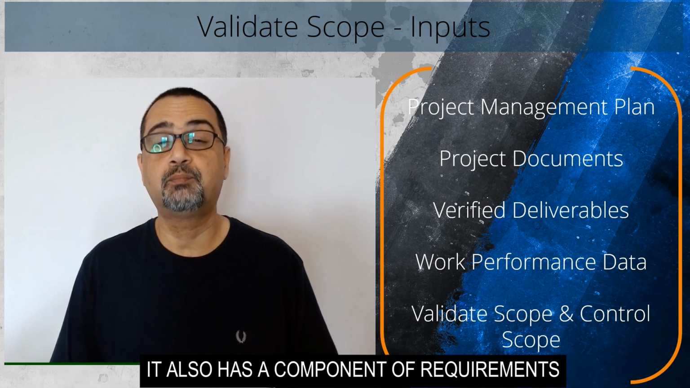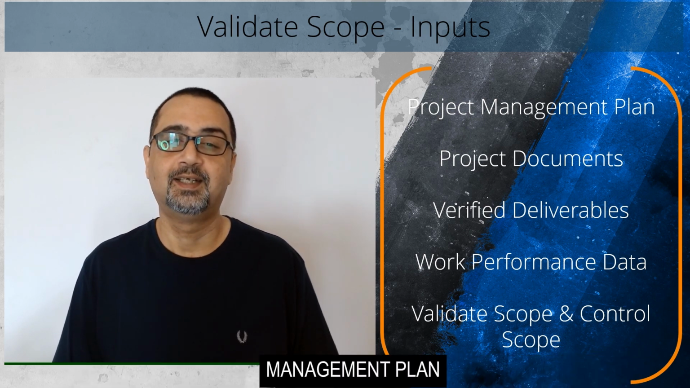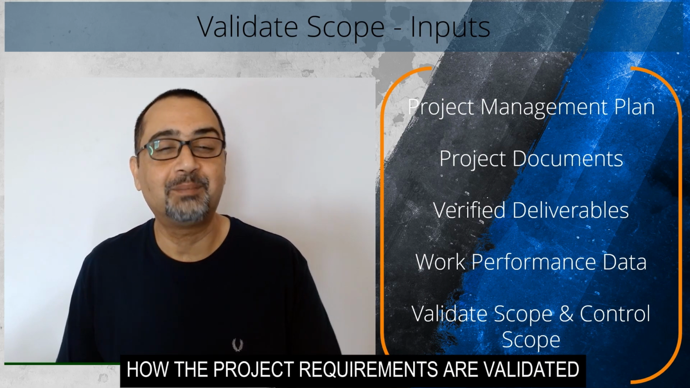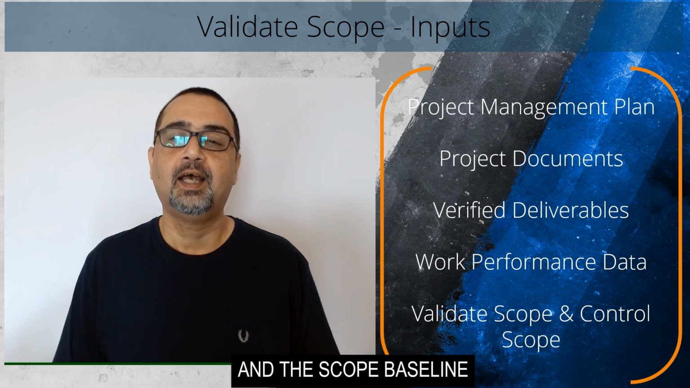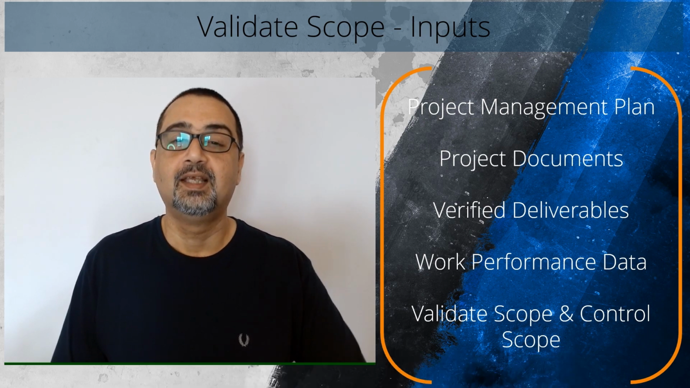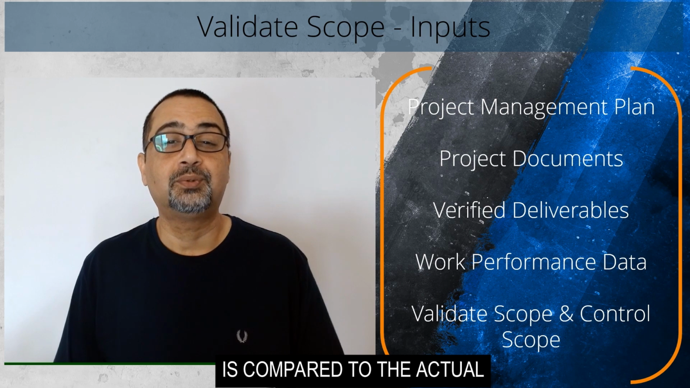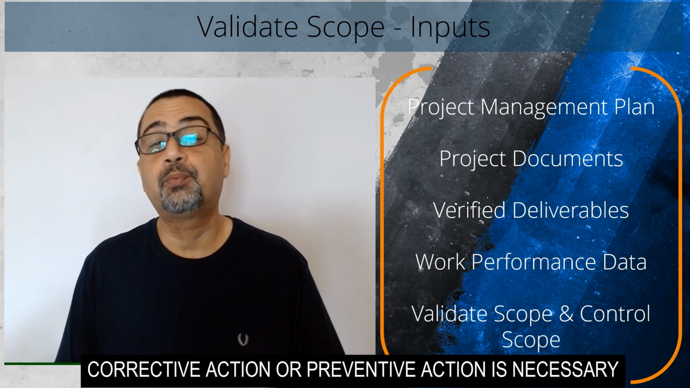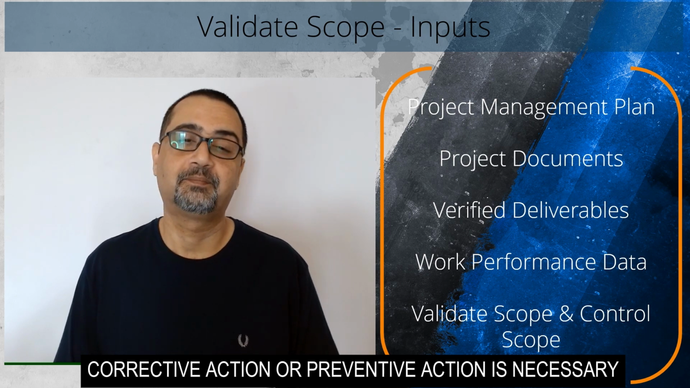It also has a component of requirements management plan. The requirements management plan describes how the project requirements are validated. And the scope baseline. The scope baseline is compared to the actual results to determine if a change, corrective action, or preventive action is necessary.